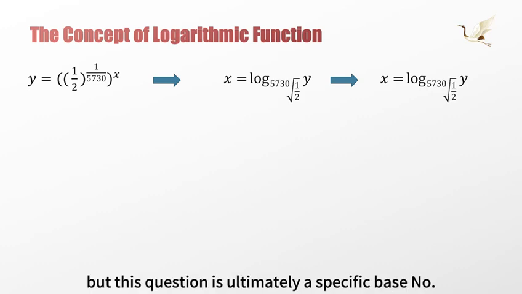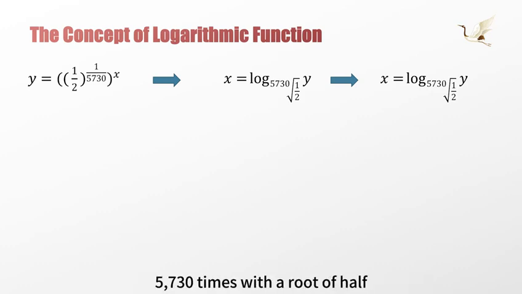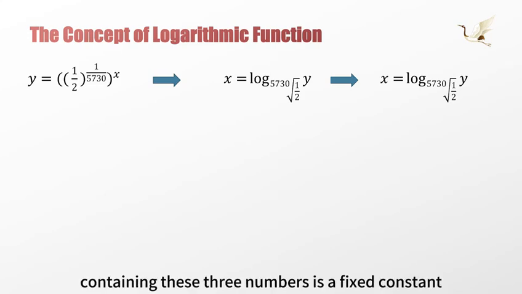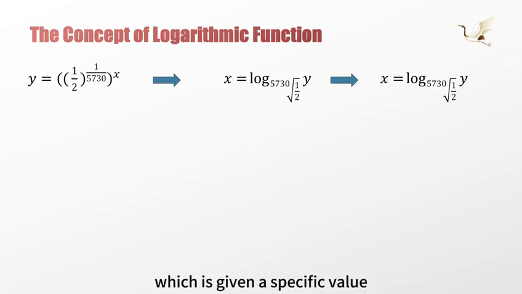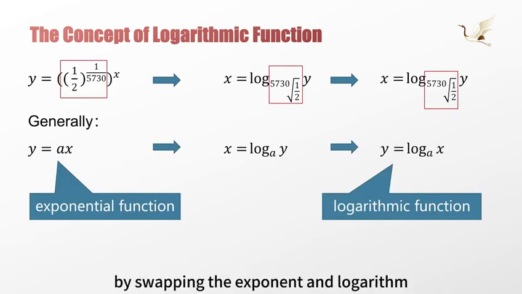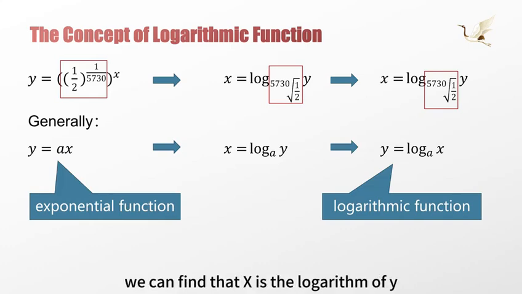But this question ultimately has a specific base number, one half to the power of 1/5730, which is an exponential type. What is derived is a logarithmic type. What are the characteristics of these numbers? They contain a fixed constant, which is given a specific value. If I generalize it to a constant a, we will arrive at a general conclusion. For any exponential function with a as the base, by swapping the exponent and logarithm, we find that x is the logarithm of y with a as the base.